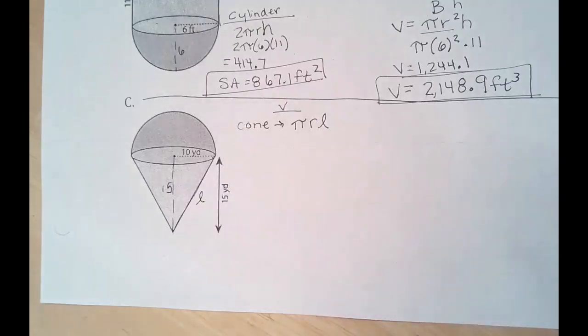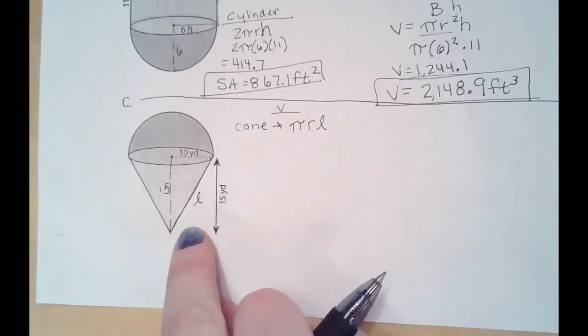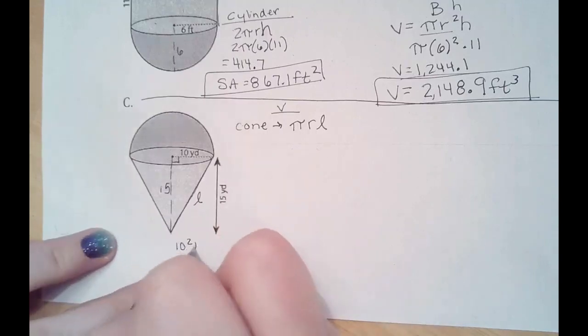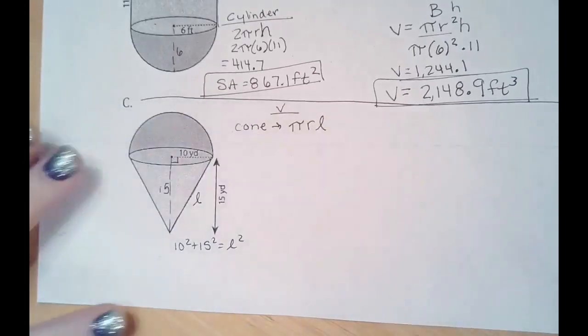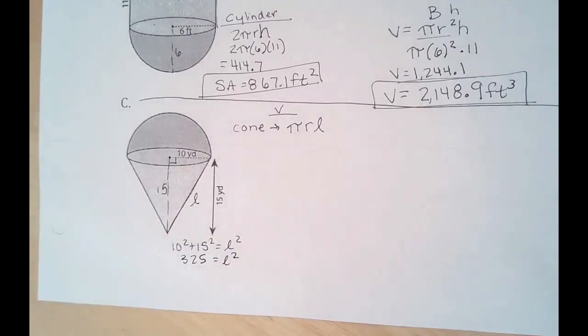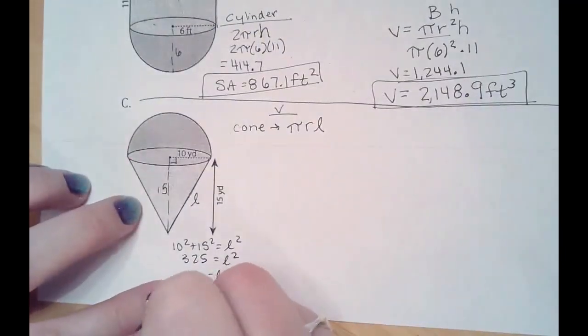Okay, and in order to go ahead and plug it in to this equation, I need to stop for a second and use Pythagorean theorem to find L. So our L is our hypotenuse, so 10 squared plus 15 squared equals L squared. 10 squared plus 15 squared is 325 equals L squared. Square root both sides in order to find L. And let's go ahead and round to the nearest tenth. So L would be 18.0. We'll just stick with 18. I'll label that on my picture.